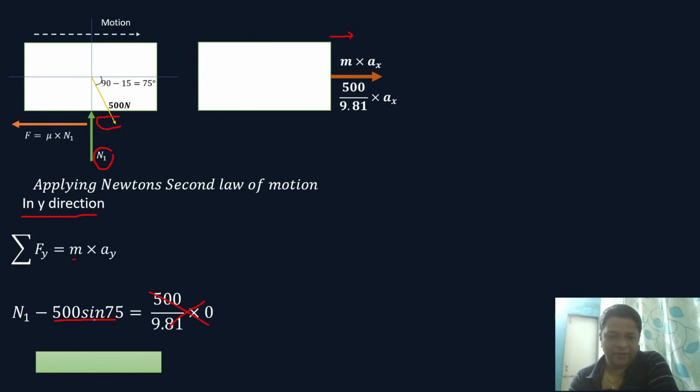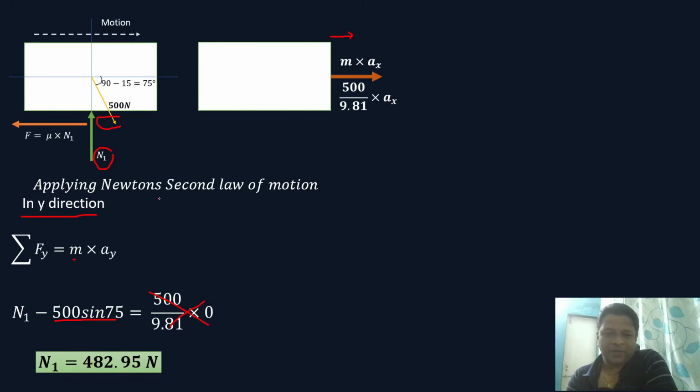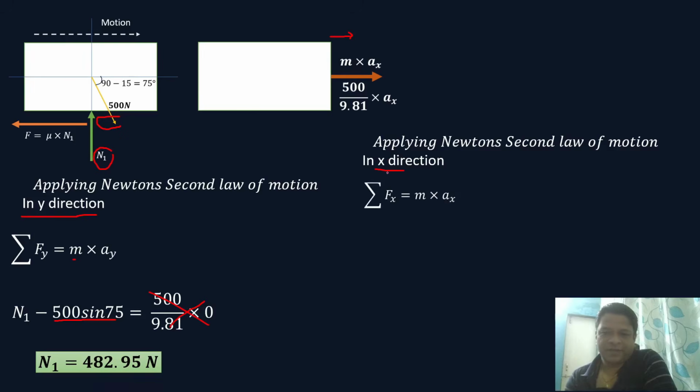Find out the value of 500 sin 75. So N1 will be equal to 482.95 Newton. This way we have calculated the value of N1. Now we'll apply Newton's second law of motion in the x direction. So we'll write the equation here. Summation of Fx is equal to mass into acceleration in the x direction.